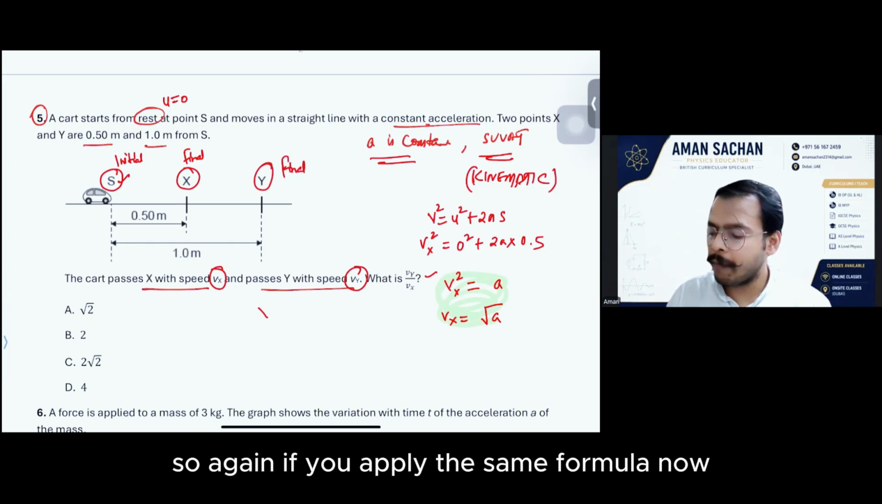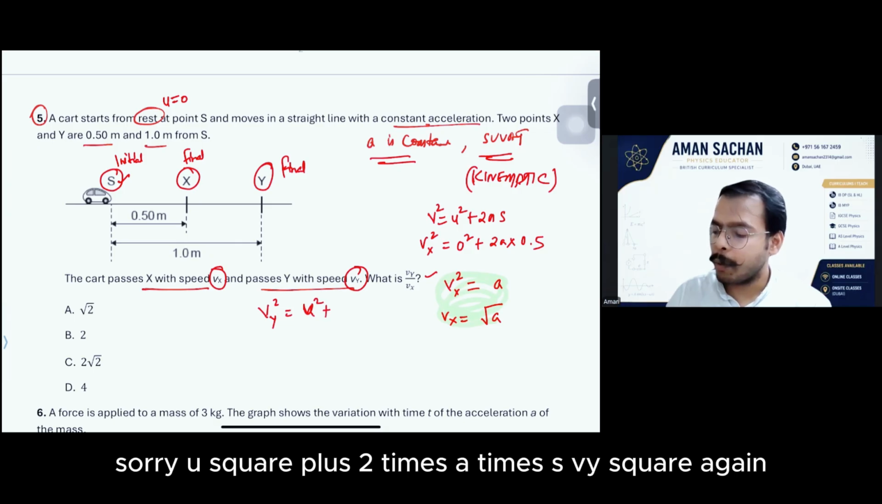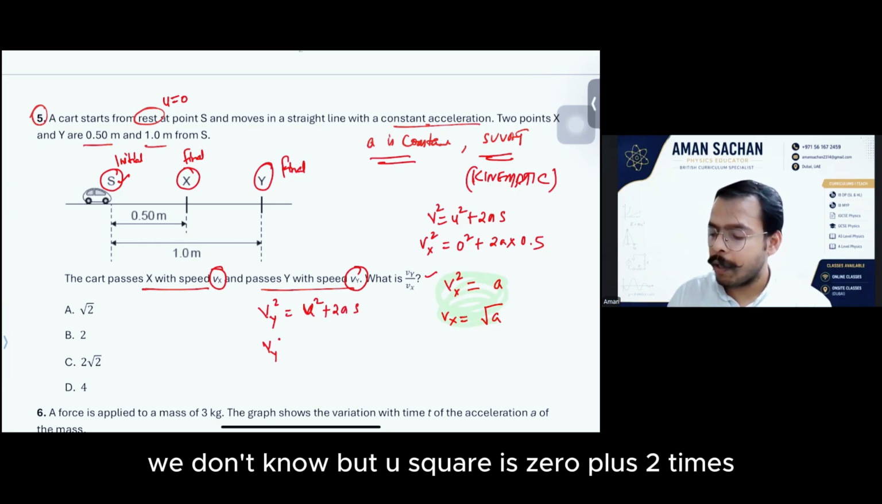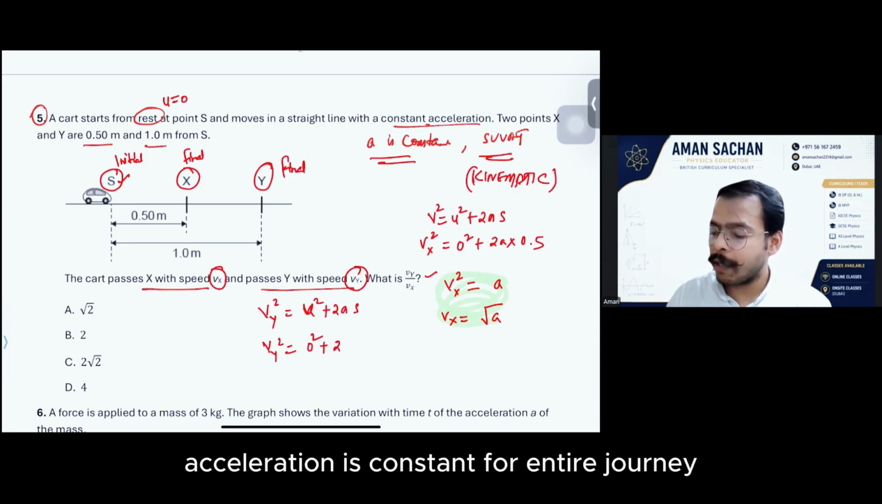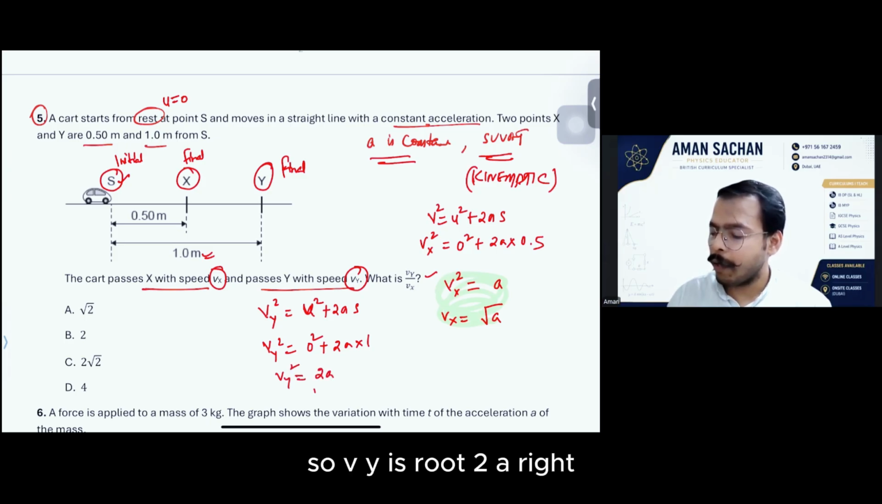So again, if you apply the same formula, now this is Vy square equals U square plus 2 times A times S. Vy square again we don't know, but U square is 0 plus 2 times acceleration, which is constant for the entire journey, times S. S right now is 1 meter. So Vy square is 2A.